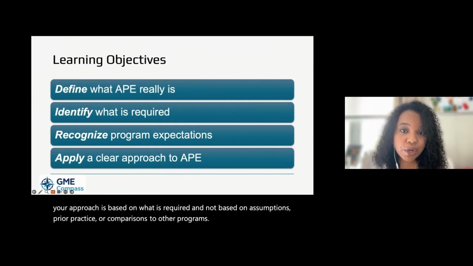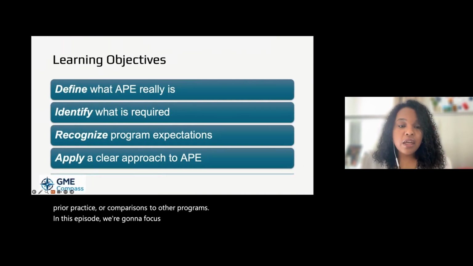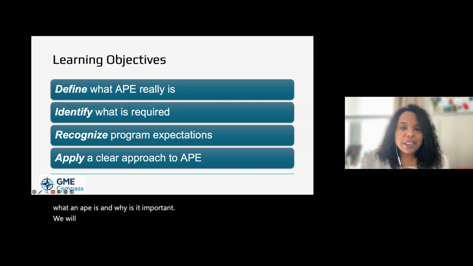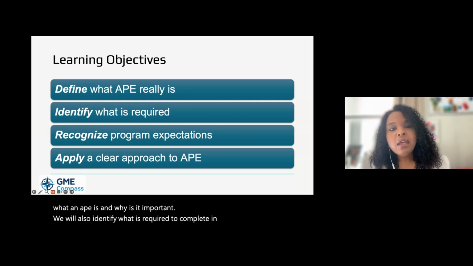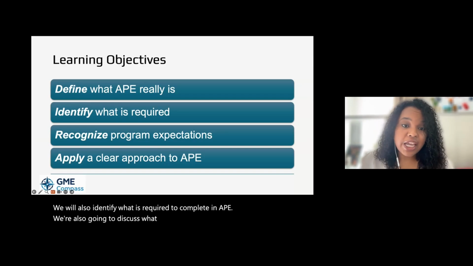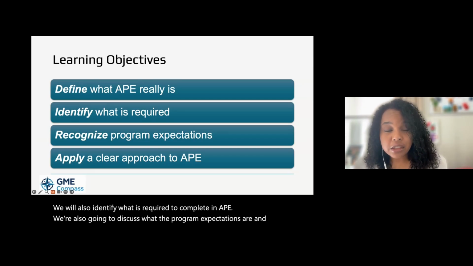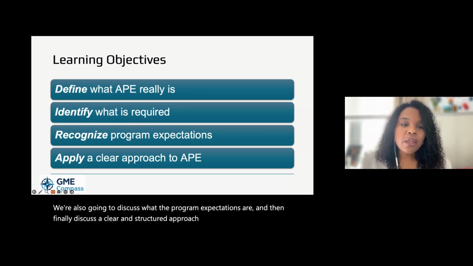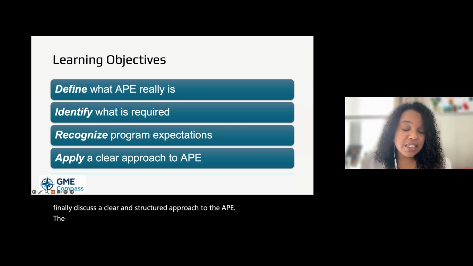In this episode, we're going to focus on 4 objectives. We're going to define what an APE is and why it is important. We will also identify what is required to complete an APE. We're also going to discuss what the program expectations are, and then finally discuss a clear and structured approach to the APE. The goal here is clarity and consistency in how the APE is understood and applied.